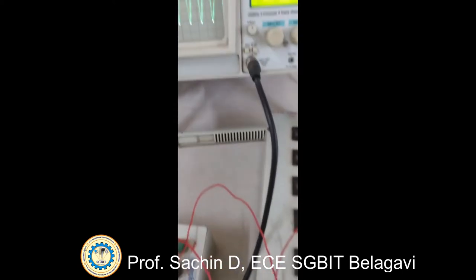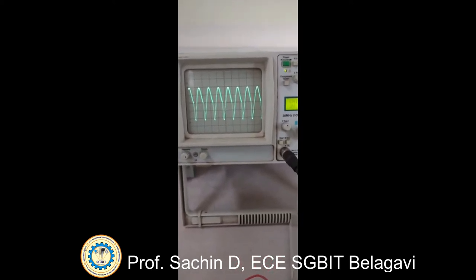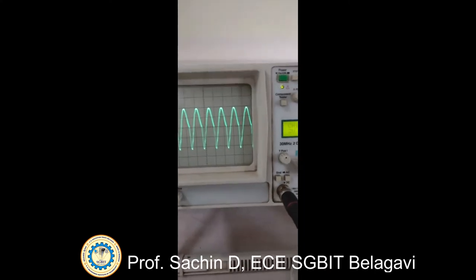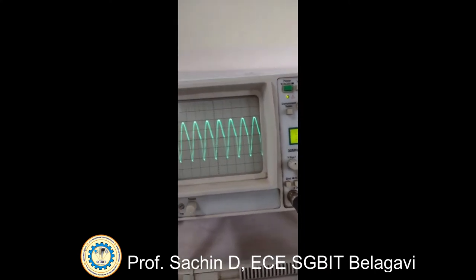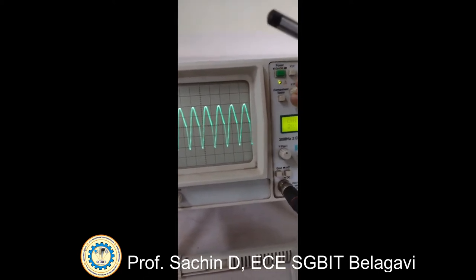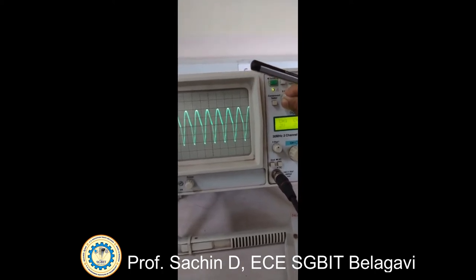So you can see the output here. This is our output signal. We need to check the frequency for this. To check the frequency, I am taking it along the x axis. Here you can see the frequency. I am varying my x position and checking for frequency.